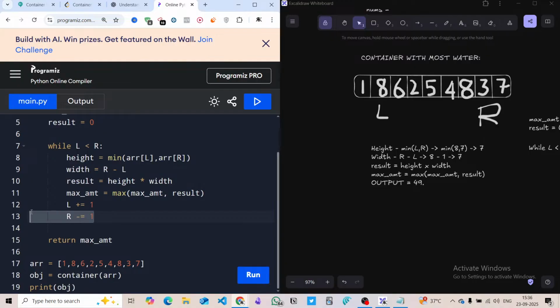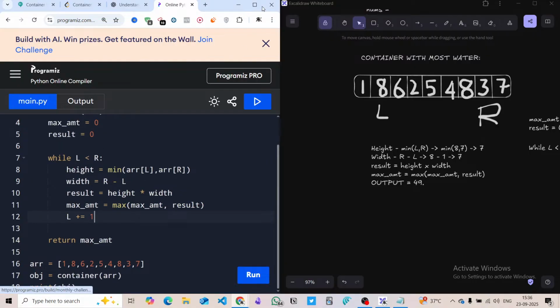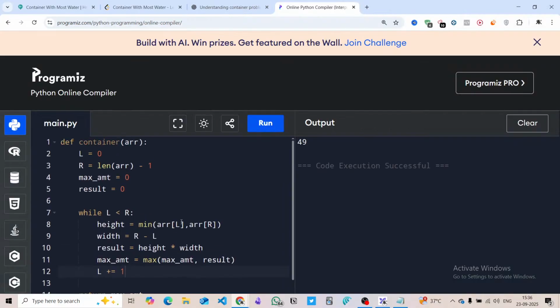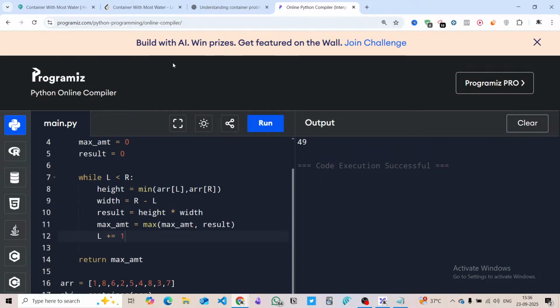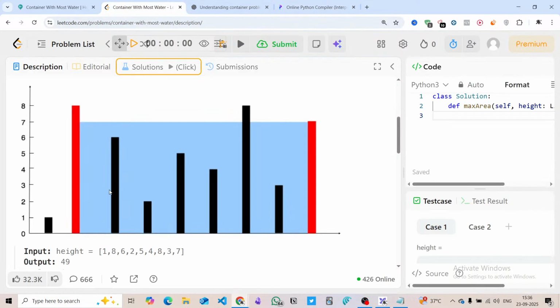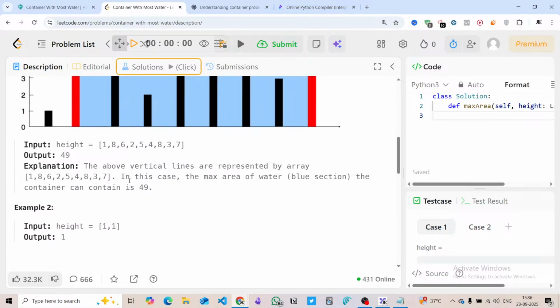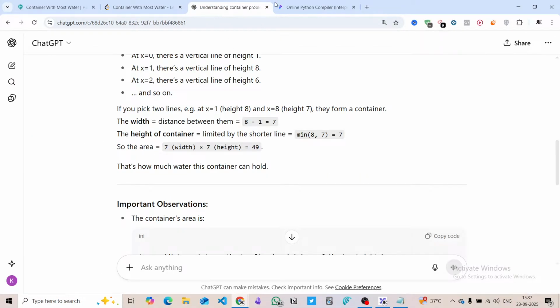Not sure, but if I take this one, the code runs fine. But for this test case, it will be okay. What if there is another test case? This will also work. So I think there is something we are missing out.